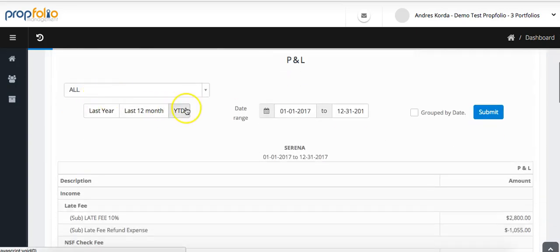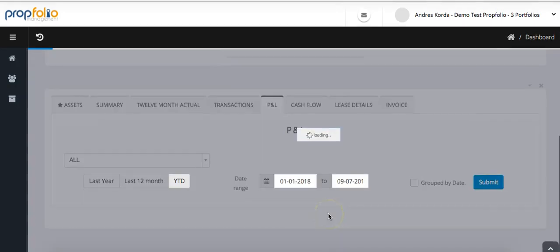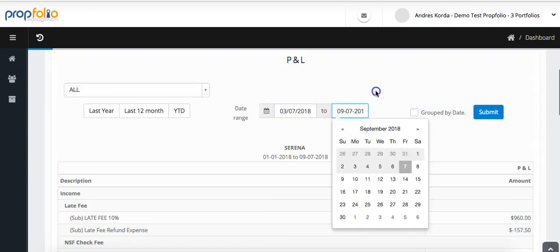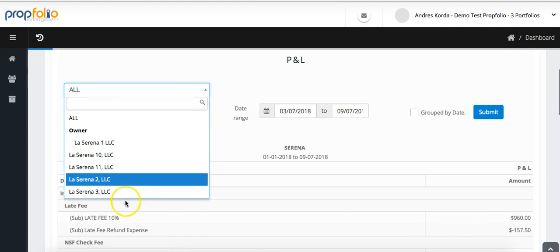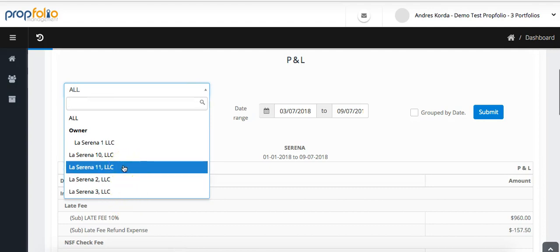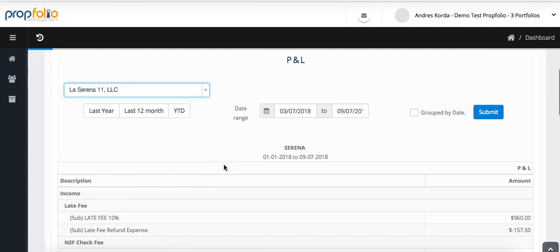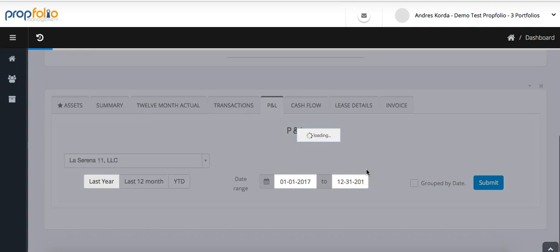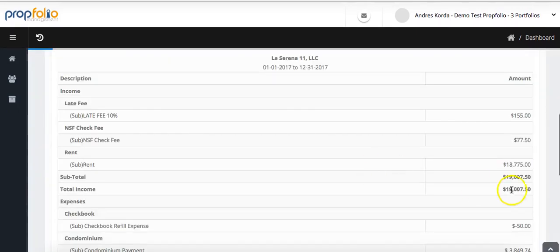You could do the same, year to date, and in 1 second it provides that. You can select any date range that you'd like for the P&L to show, and from here you can even go and say this company only, say NI11, just give me that particular P&L. It gives you the P&L for that particular company for the last year, and that particular company is one specific property.